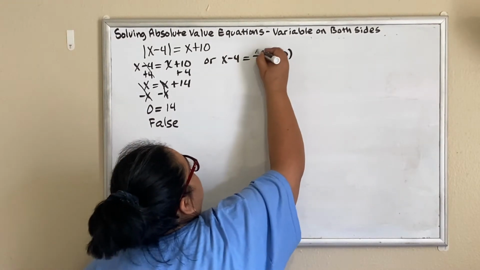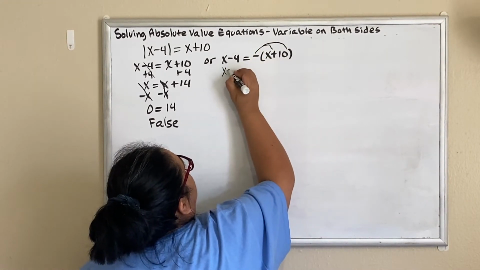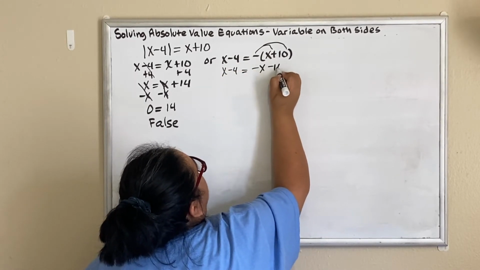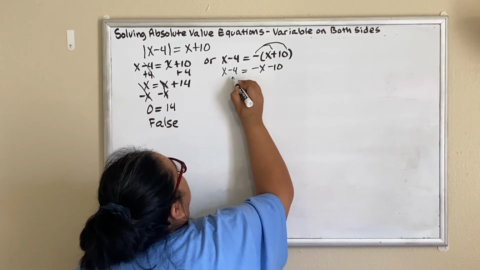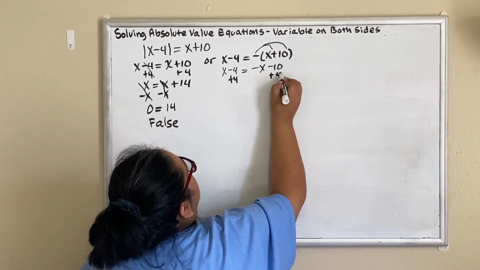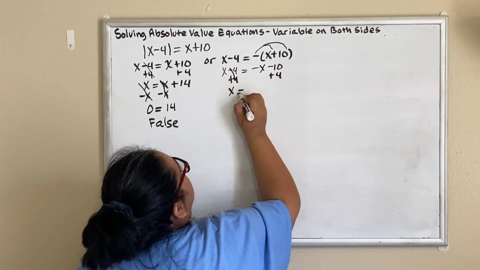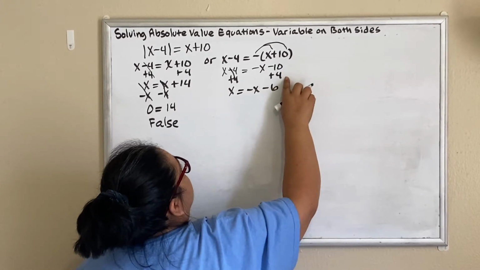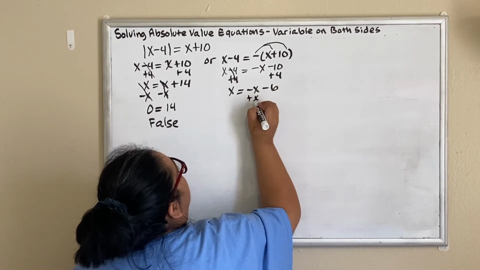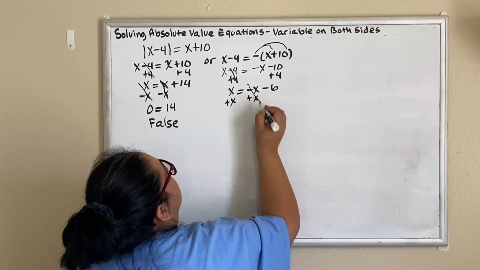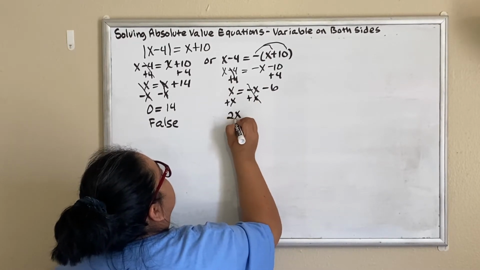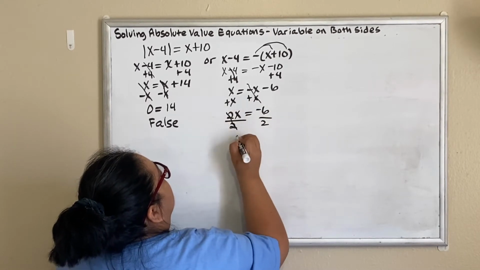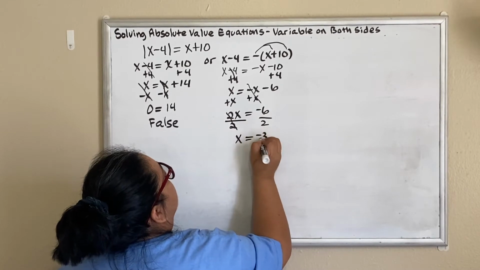So we need to distribute this negative. So we're going to have x minus 4 equals, and when I distribute the negative, I get negative x minus 10. And now we need to solve as normal, so we're going to add 4 to both sides, eliminating the 4. We get x equals negative x minus 6, because negative 10 plus 4 is negative 6. Now we're going to add x to both sides, eliminating this x. X plus x is going to be 2x, which equals negative 6. We divide by 2 on both sides, so we get x equals negative 3.